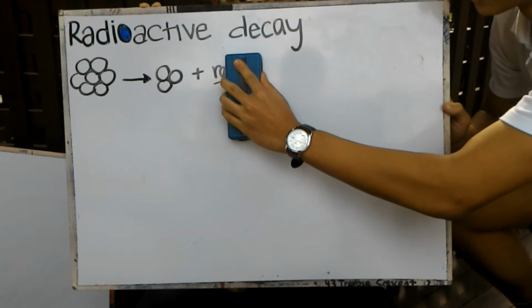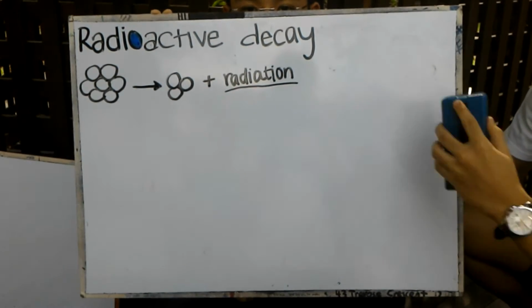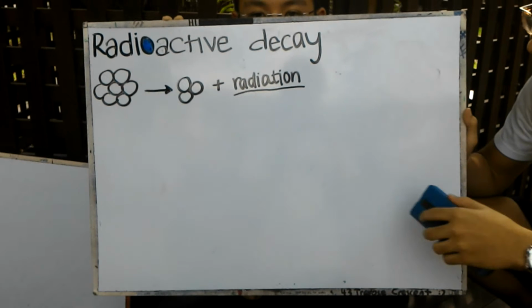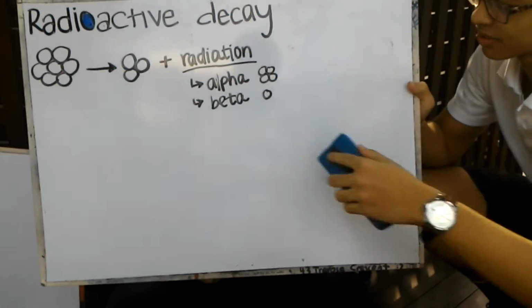Radioactive decay is the random and spontaneous process by which a nucleus of an unstable atom loses energy by emitting radiation. There are three types of radiation which can be emitted: alpha particle, beta particle, or a gamma ray.